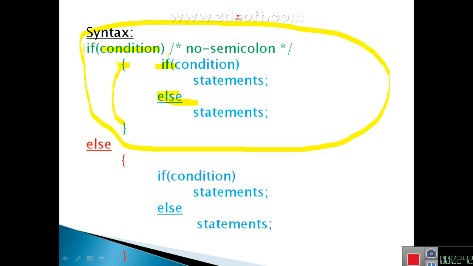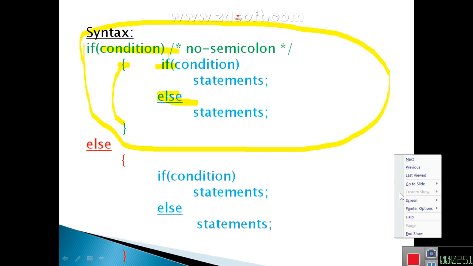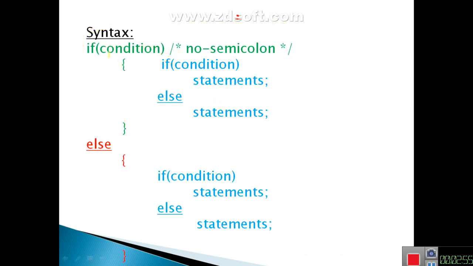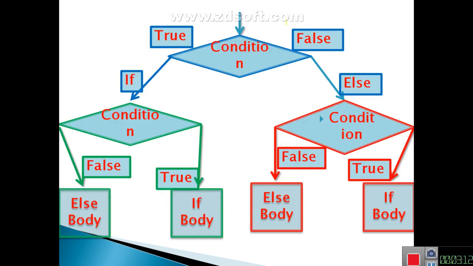The if condition body contains one more if else. Similarly, if the condition fails, then automatically it goes to the else body. Inside the else body, there is one more if else statement. That's why we are saying it is nested. Okay, so this is a flow chart.